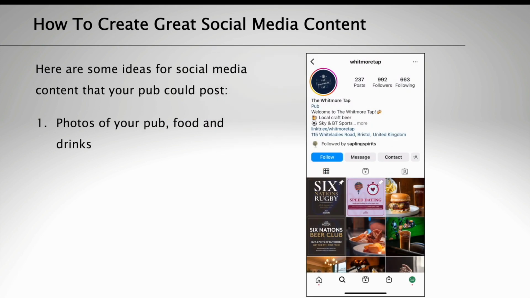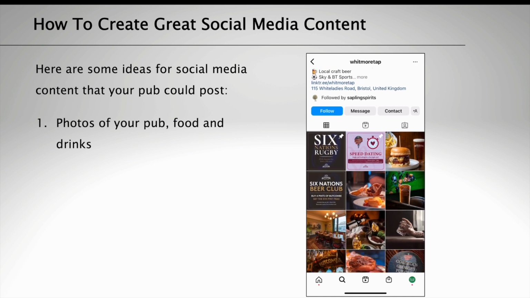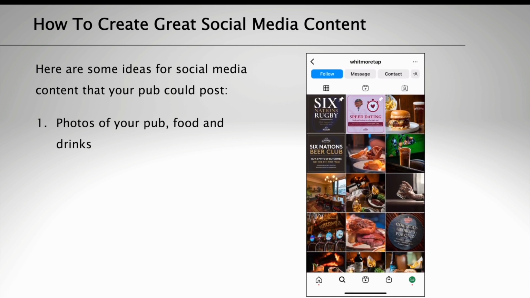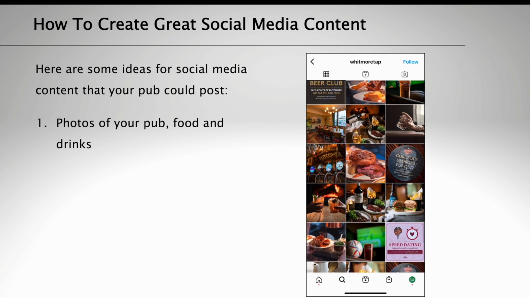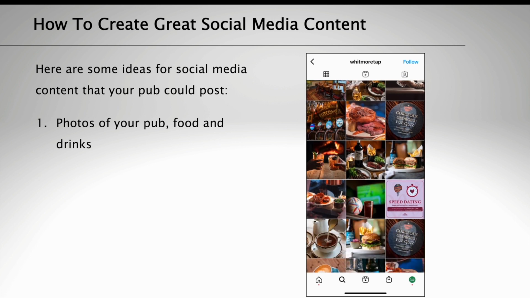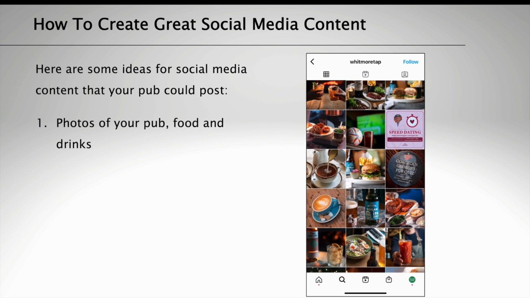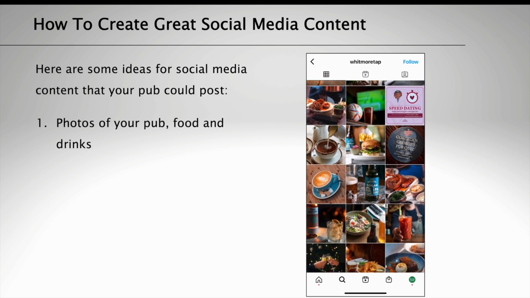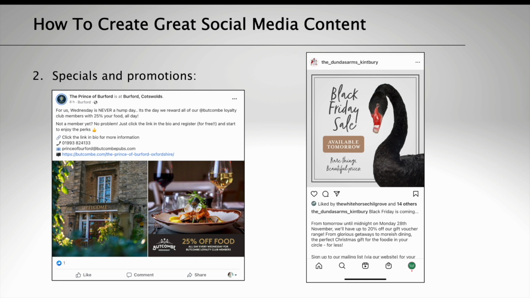Here's some other ideas for social media content that your pub could post. Photos of your pub, food, and drinks. So high quality photos, especially your specialities, will give your followers a sense of what you've got to offer. Specials and promotions. Let your followers know about special offers or promotions you have going on, such as happy hour or limited time menu items.